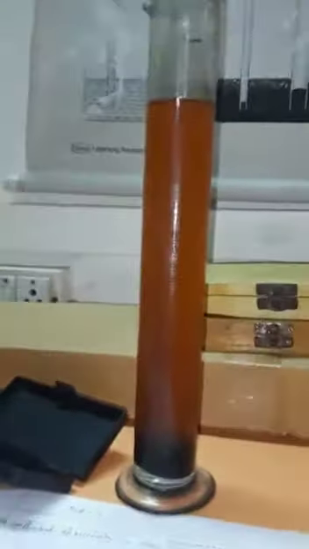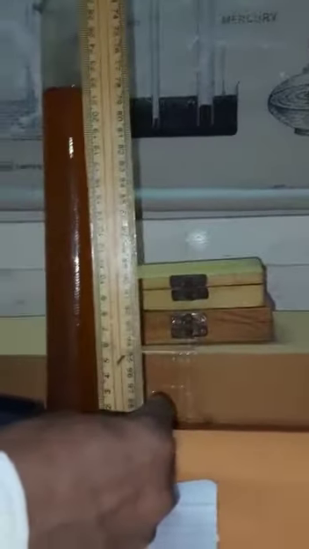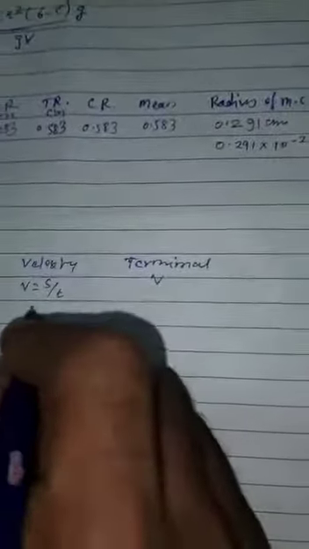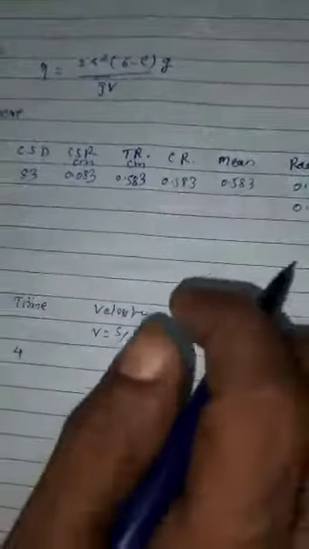For the distance we take the scale. Students, this is the scale. We have to measure this reading. It is 21 centimeter. So the velocity is 21 divided by 4.